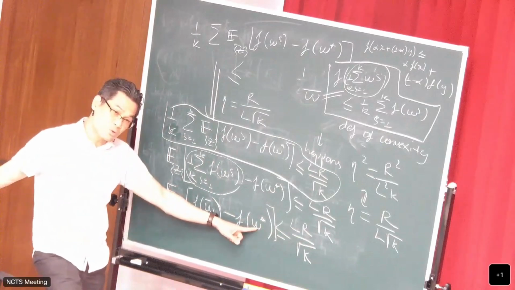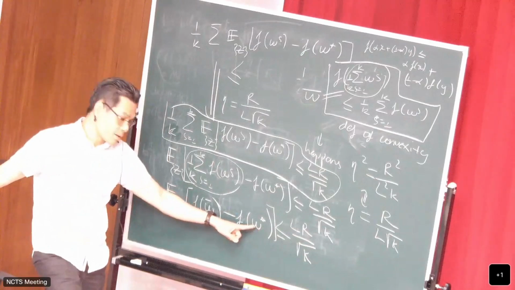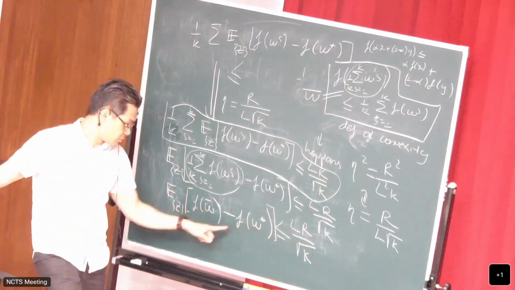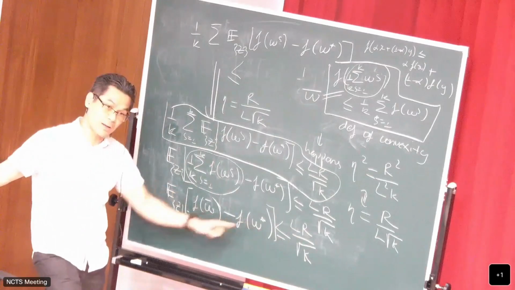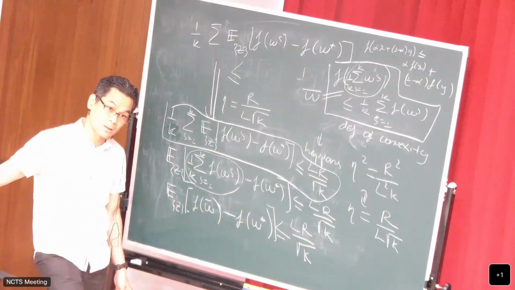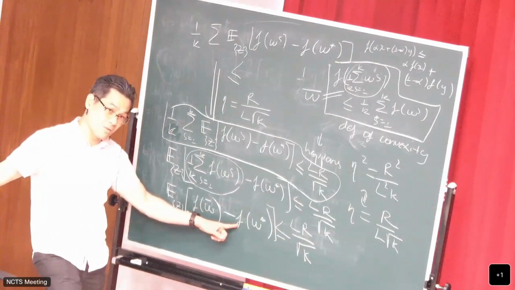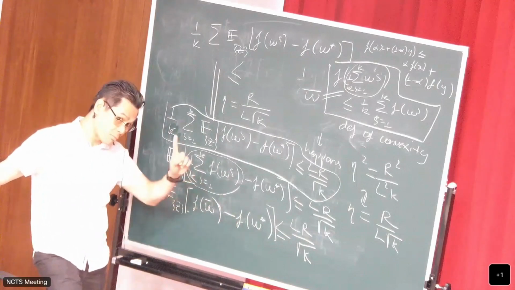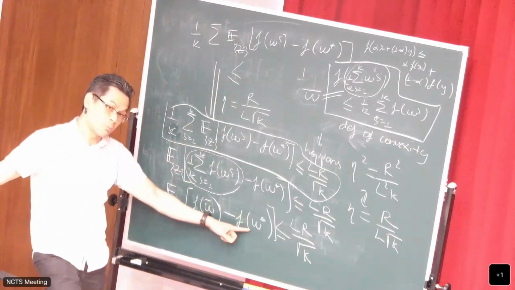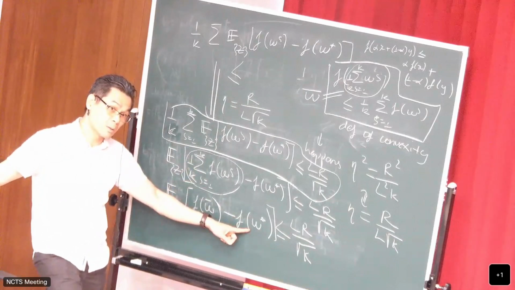Because F star is the true minimum. F of the minimum is the smallest. So F of W is greater than F of W star. W star is the true minimum, and we assume F is a convex function, so there's only one minimum. Everybody else is above the minimum, by definition. Okay?